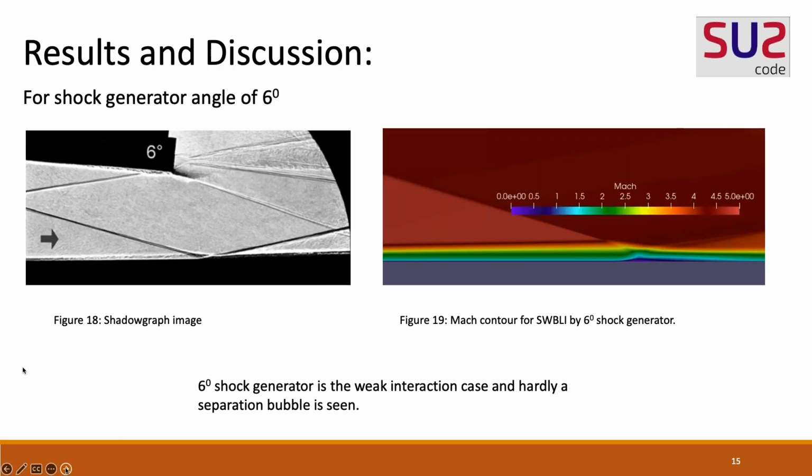Next, we will look into the results of the 6-degree wedge angle case. In the 6-degree wedge angle case, there is no clear distinction between the expansion fan and the compression wave, as you can see in both the diagrams. Here also, the separation bubble is very small and we can hardly see it. This is a weak interaction case.